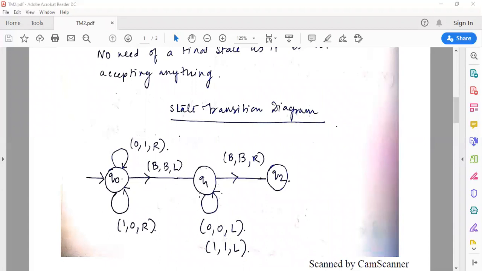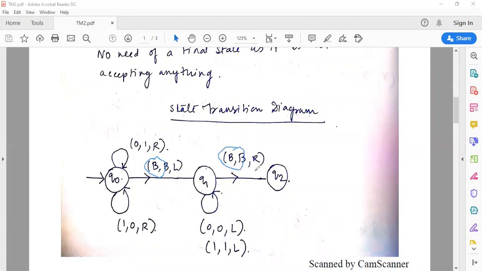Fine, we are reaching this state, Q1. Once we are at Q1, we have already done the ones complement. We have flipped zeros to 1 and 1 to zeros. We are done with that, right? So now we will keep the zeros intact and keep moving towards the left, and we'll keep the ones intact and keep moving towards the left until we reach the blank symbol. This is the blank symbol at my leftmost end, mind it. This was the blank symbol at my rightmost end.